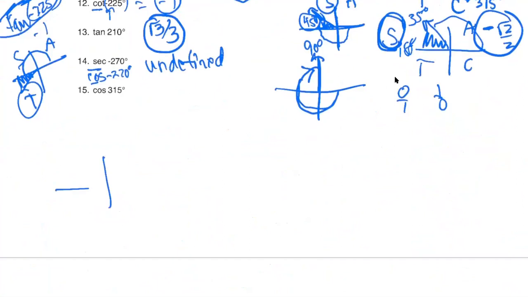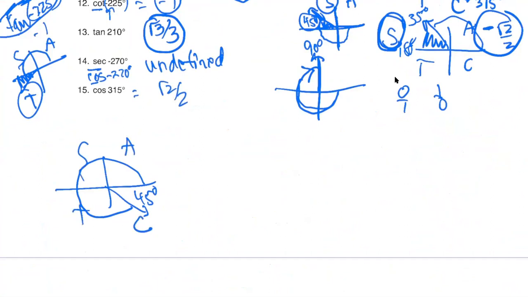Cosine of 315. 45-degree reference angle. Look up cosine of 45. You get square root of 2 over 2. All students take calculus. It's positive.